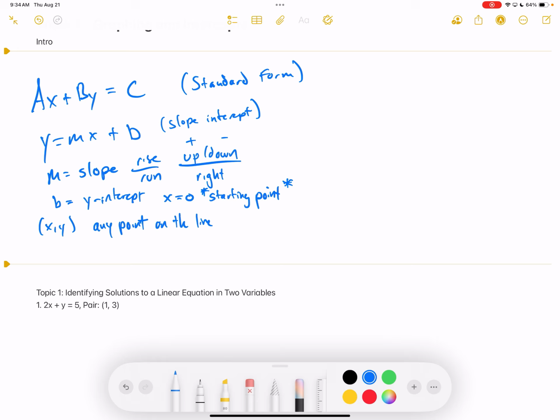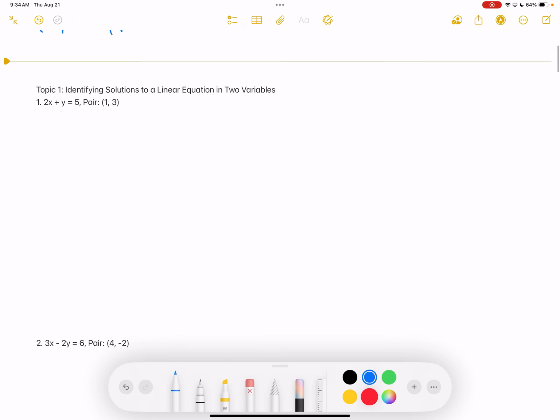Now, the M and the B y'all have heard a lot about. The X and the Y are the things that nobody ever defines, but that X and the Y are any point on the line. The line is made up of an infinite amount of points, so that X and Y are the points on the line. It's called an ordered pair. So the first topic is just determining if an ordered pair is a solution. Okay, so pretty easy to start here.